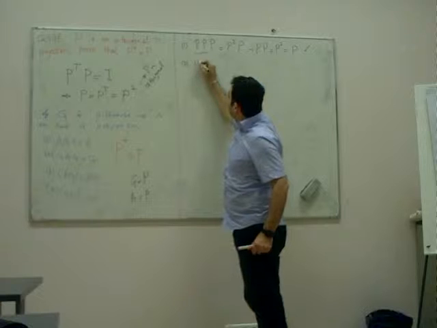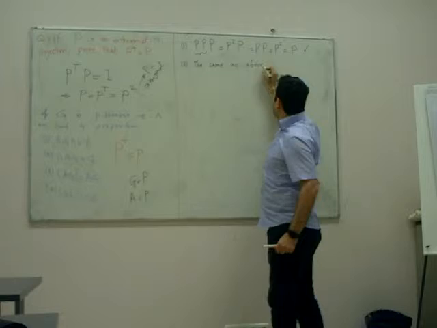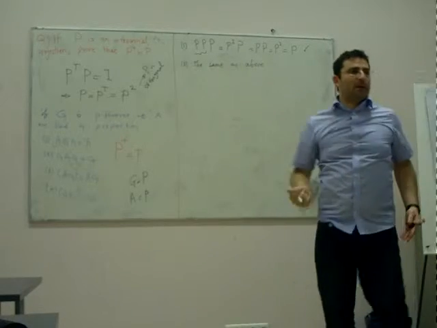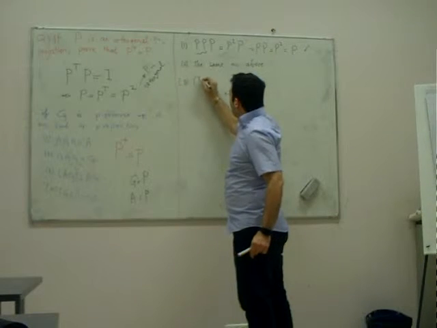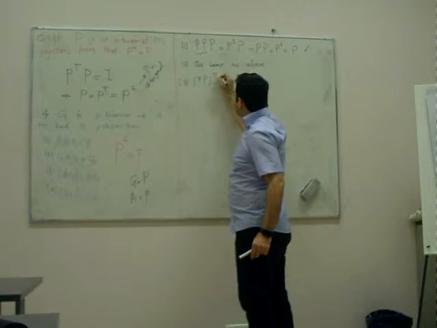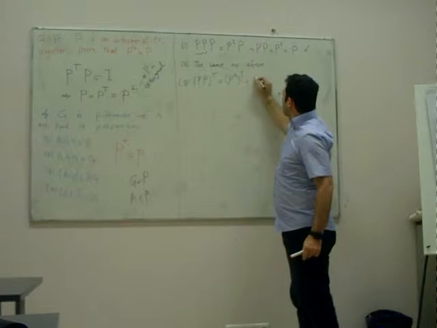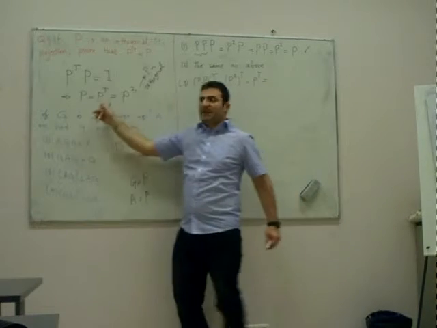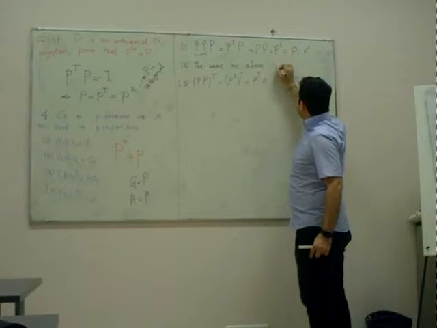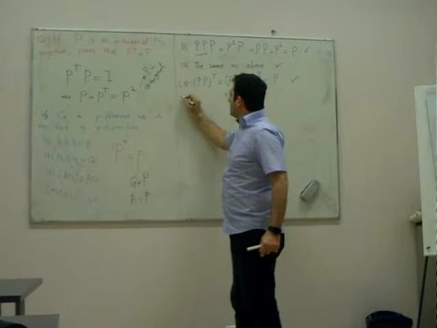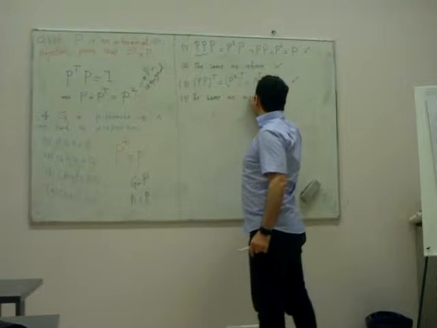Second one, the same as above. Why? Because it's P multiplied by P multiplied by P. The third one, P multiplied by P transpose is equal to P squared transpose is equal to P transpose. But what is P transpose? Because it's orthogonal, it is P. So this is also true. The fourth one is the same as above.